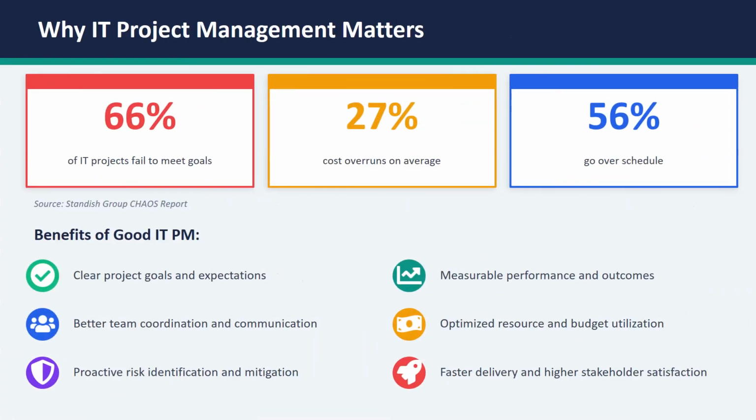Did you know 66% of IT projects fail to meet their goals? On average, projects experience 27% cost overruns and 56% go over schedule. Good IT project management provides clear goals, better team coordination, proactive risk identification, measurable outcomes, optimized resources, and faster delivery with higher satisfaction.